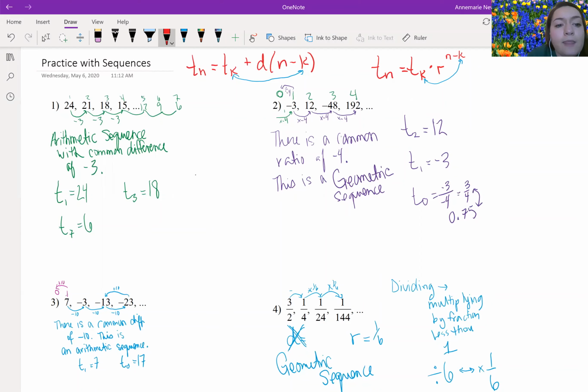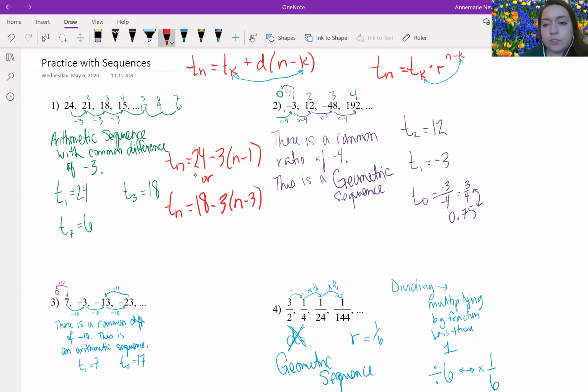For number 1, I'll write it 2 times. I'll write it with the first term. T sub n for this sequence is equal to 24 plus negative 3, which is the same as minus 3, so I'm just going to say minus 3 times n minus 1, because that was the first term. Or let's do another one. T sub n is equal to, I'm going to use this third term, 18 minus 3 times n minus 3. These are the same, okay? Let's move on to number 2.